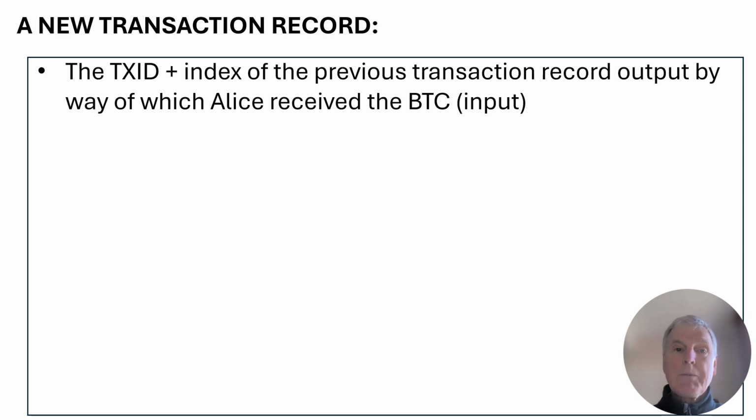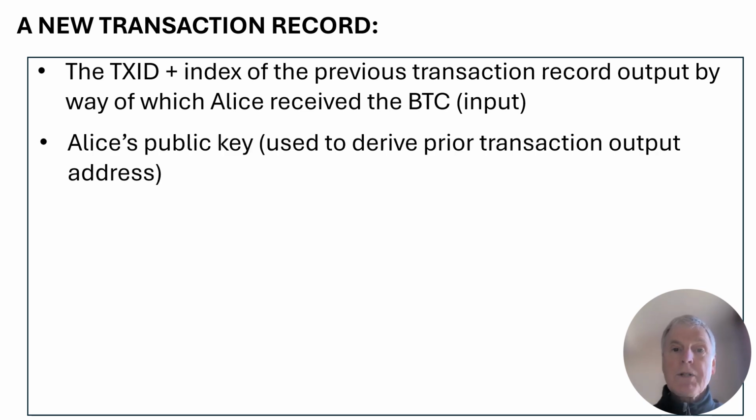The identifier of the previous transaction output has two parts: a transaction ID, or TXID, which identifies the prior transaction record, and an index, which identifies the specific output in that prior transaction record. The Bitcoin from the specific output will fund all of the Bitcoin that will be spent as outputs in the current transaction record. The new transaction record also includes the public key that Alice used to generate the address which is stored in the output of the previous transaction record.